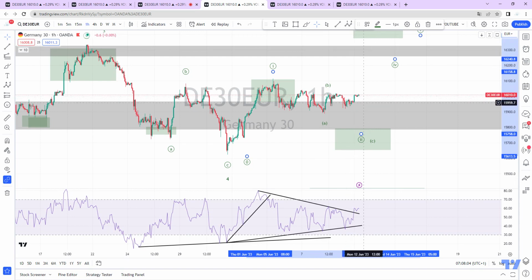So for me, there's nothing you can do here. The only thing you can do is wait for this area or this area, unless you have some reason to assume that we go down from here or go up from here. But with the price action we have now, I don't see it in the data.